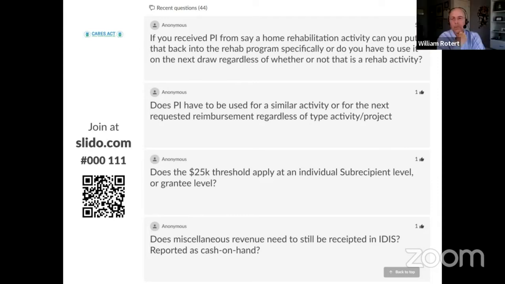Well, we touched on that earlier. You can't reserve it for a particular activity and hold it back. You still have to spend it before you draw down any additional grant funds. But you do not have to specifically use it for a rehab activity. I think that's the question. Correct. Right.